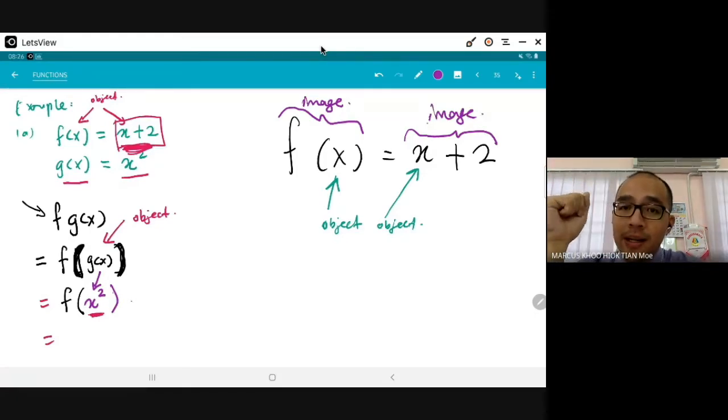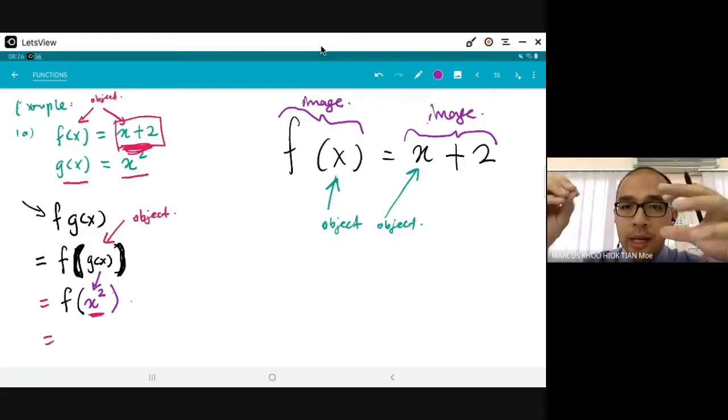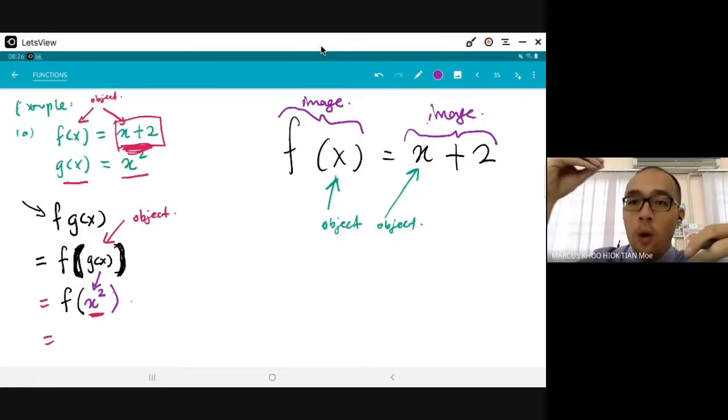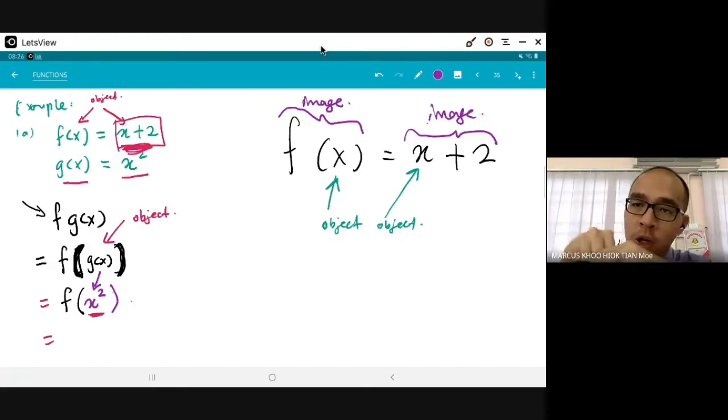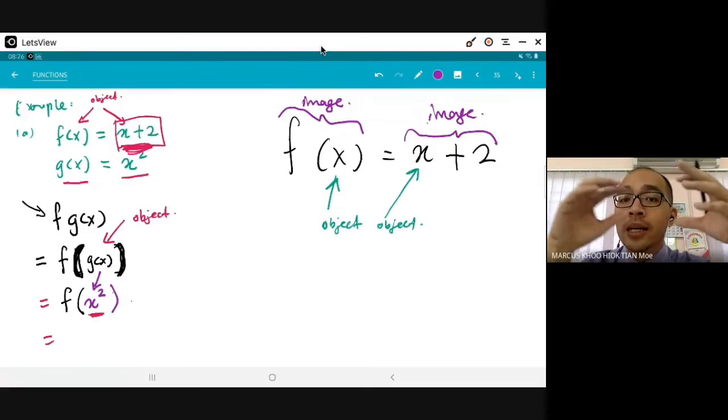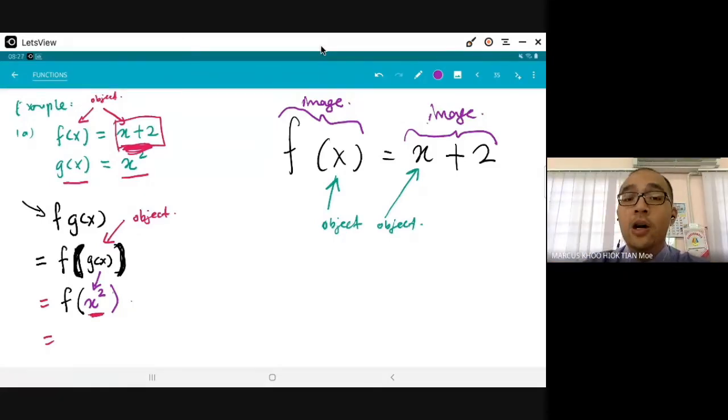Okay? Yeah, it's very new. So dia bukan main expand tau. What we are doing is we are putting the object into all the images. Kita memasukkan objek ke dalam semua image. Kalau objek itu adalah X, kita pastikan bahawa semua image ada X. Kalau objek itu adalah X squared, kita pastikan semua image itu ada X squared. So, since the object now is X squared, kalau saya masukkan X squared di dalam sini, I will get X squared plus 2. Habis.